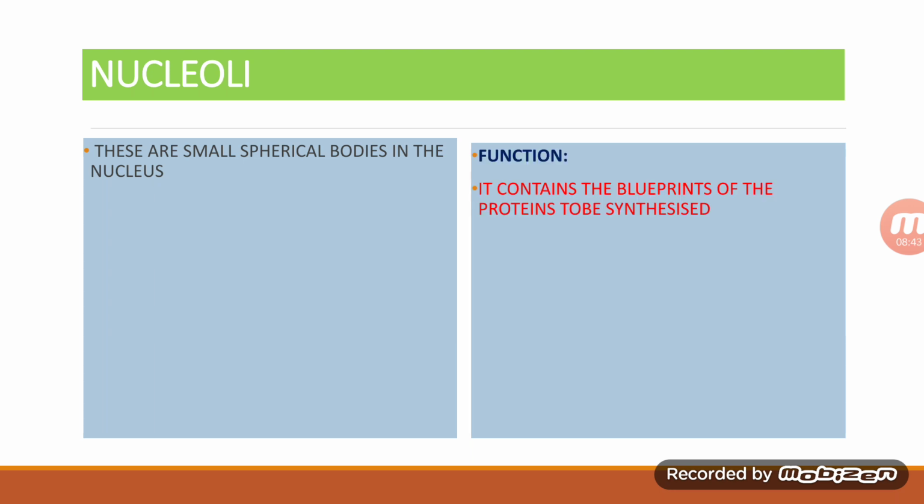Then its function: it contains the blueprint of the protein to be synthesized. Blueprint means what? It carries the information that has to be executed by the cell to produce what? Proteins. Just like an architect designs the blueprint for a building, and that blueprint is executed by the contractors to make the building.